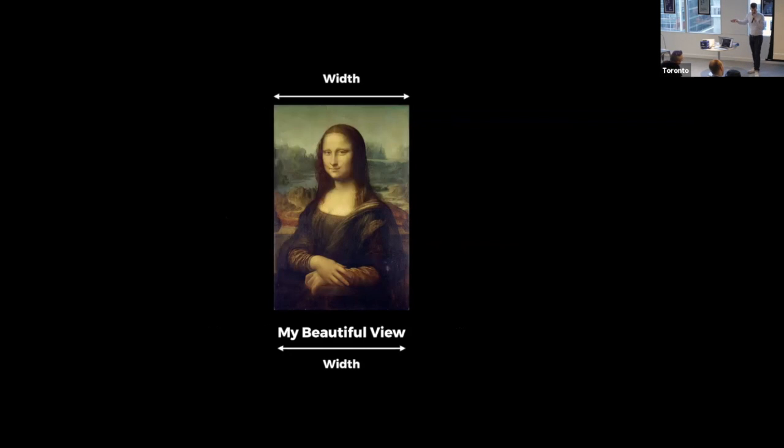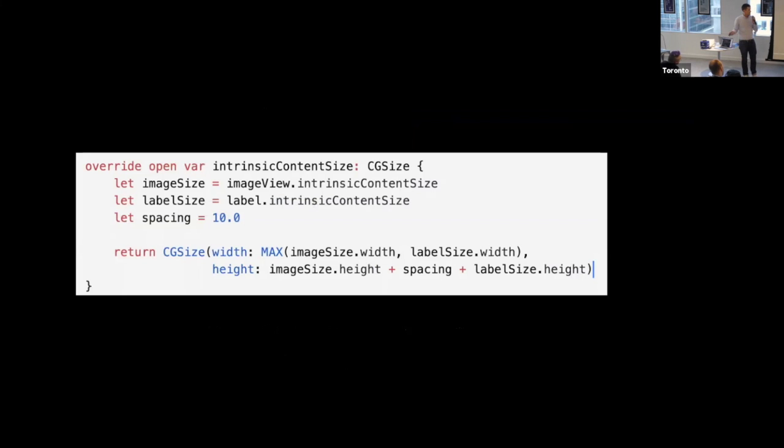And for the width, you can take the width of your image view, you can take the width of your label at the bottom and figure out what's the maximum between the two and use that. And then you end up with something pretty elegant. Something simple like this where you get the intrinsic content size of each of your subviews and you have your spacing, and then you return a new CGSize. The width is the maximum between the two, and the height is the sum of all those heights.